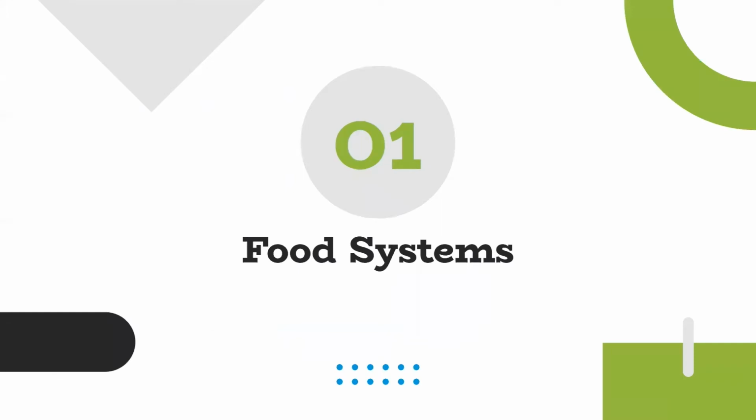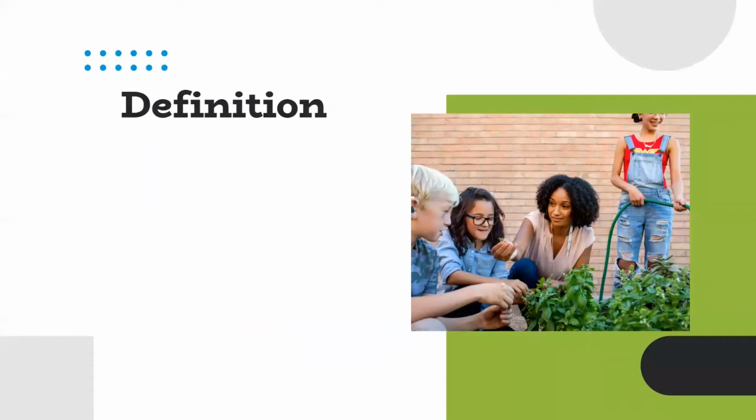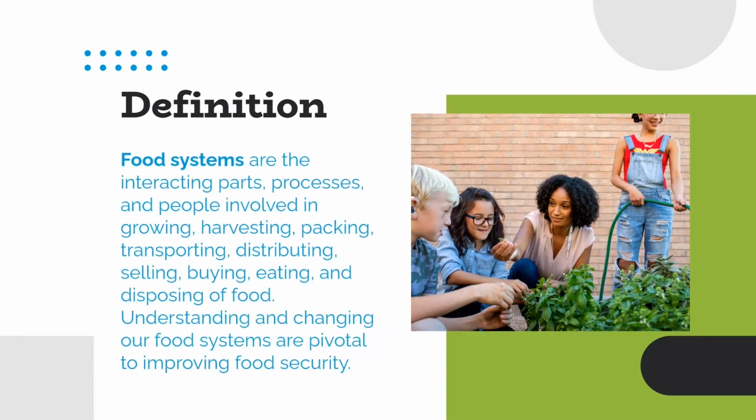So what are food systems? And what is the food systems strategy in AZ Health Zone work? We'll start with our definition. Food systems are the interacting parts, processes, and people involved in growing, harvesting, packing, transporting, distributing, selling, buying, eating, and disposing of food. Understanding and changing our food systems are pivotal to improving food security.